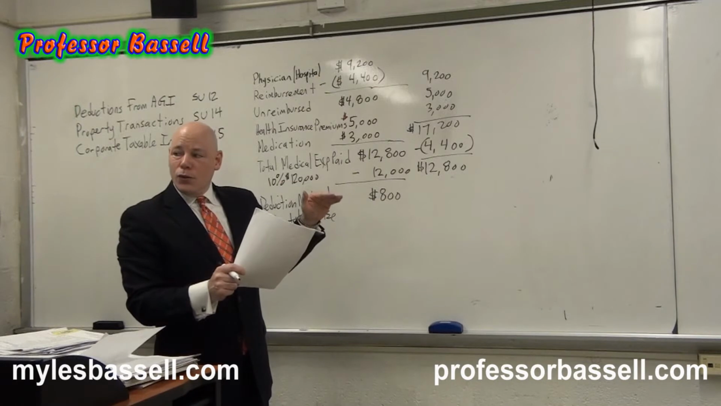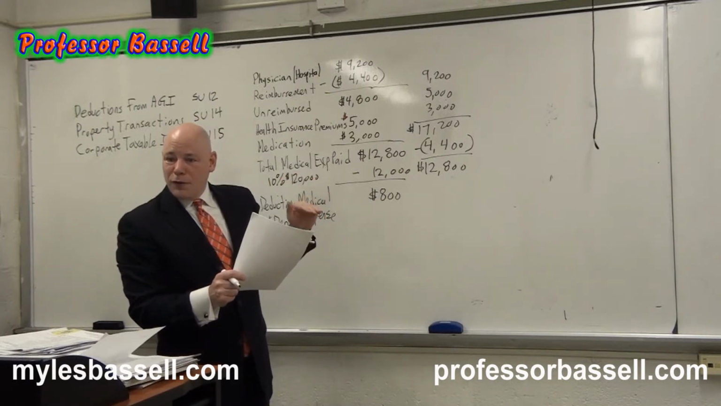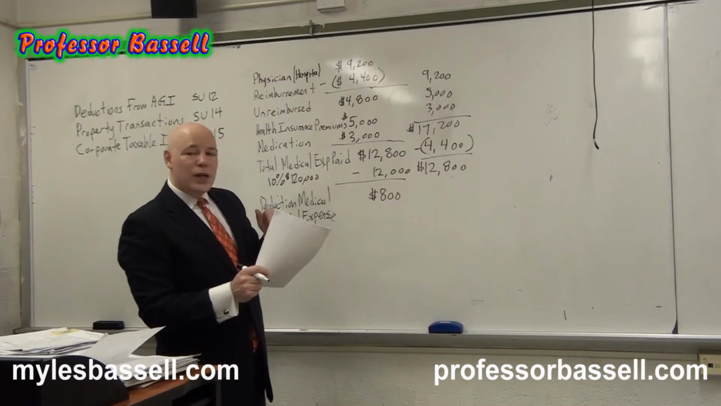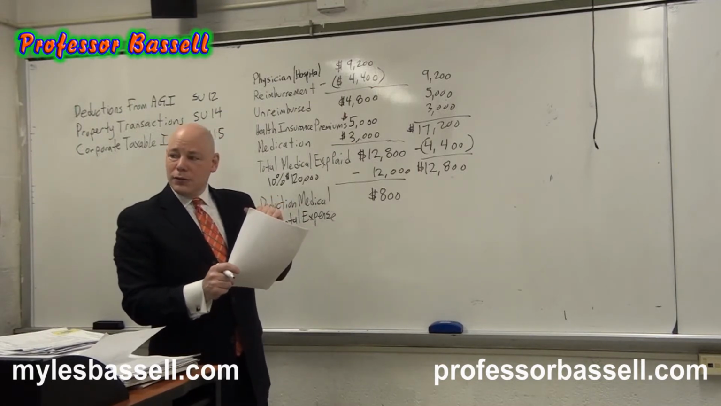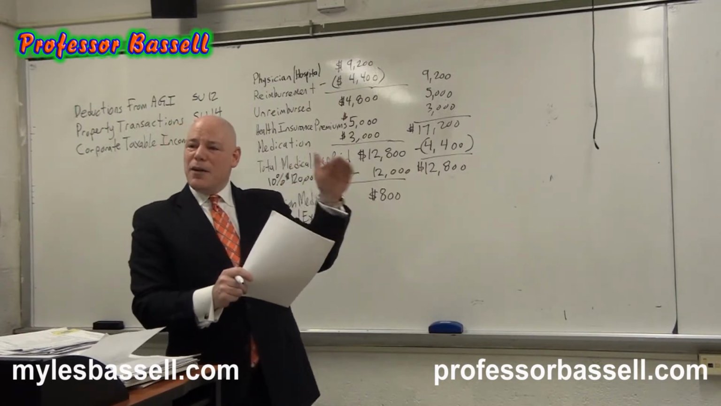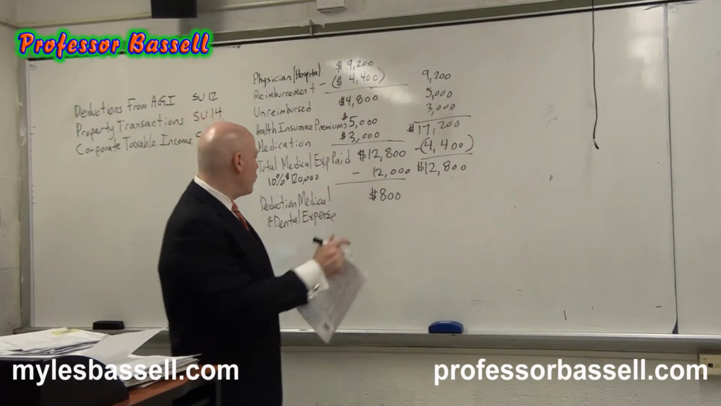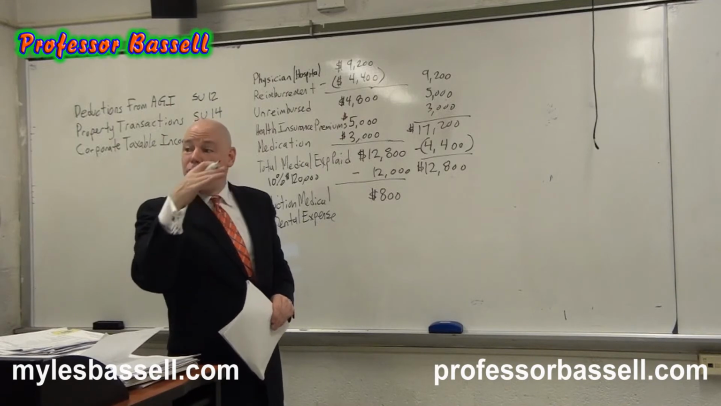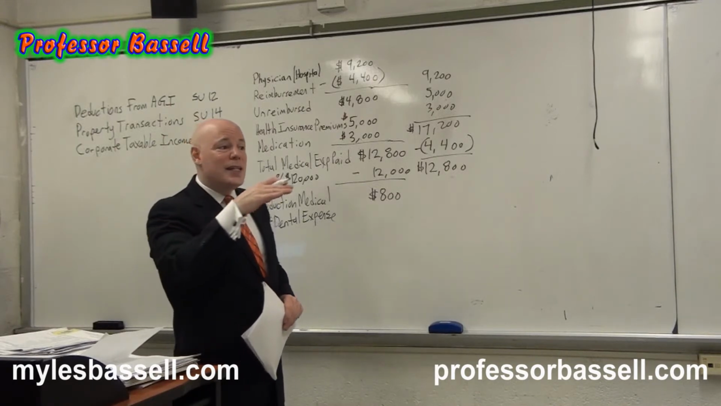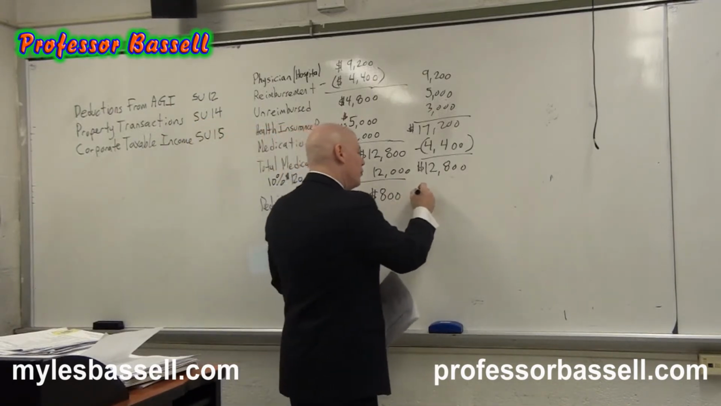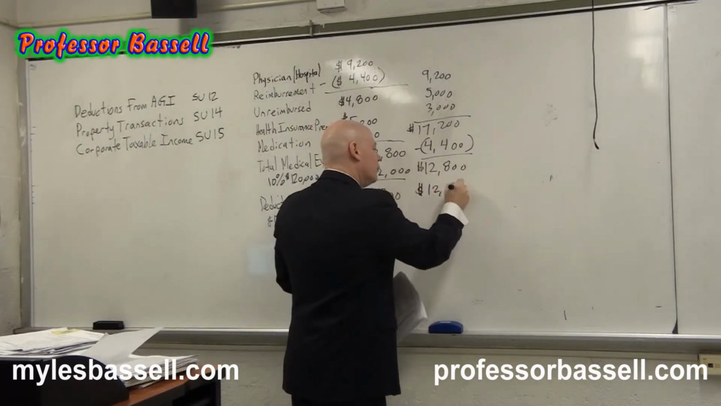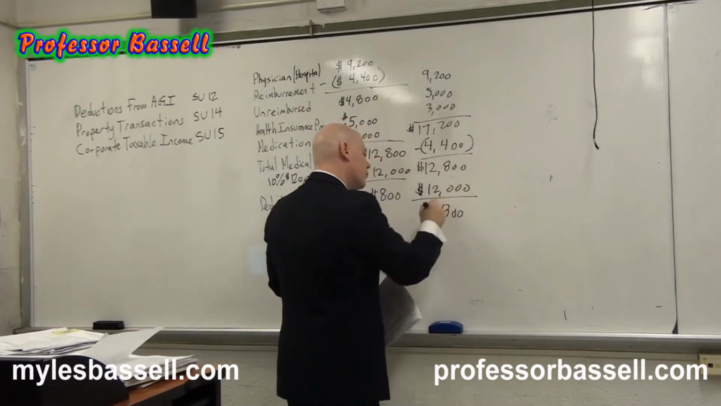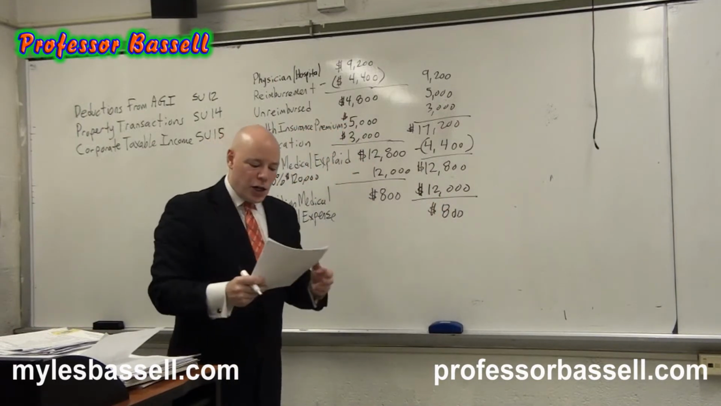But the Internal Revenue Code says that they could only deduct the amount that's more than 10% of the AGI. So that's why we computed this. 10% of their AGI, 10% of $120,000, is $12,000. So that's the amount of their floor.